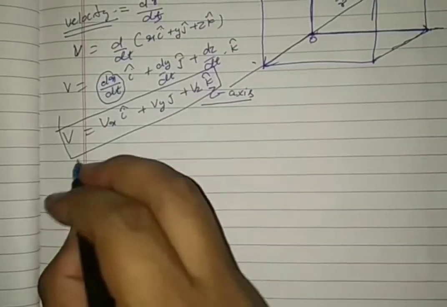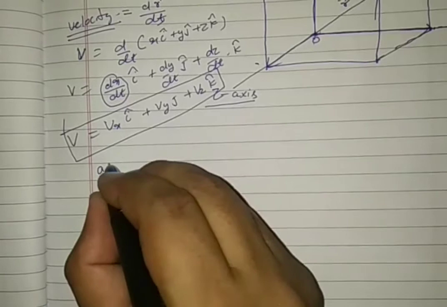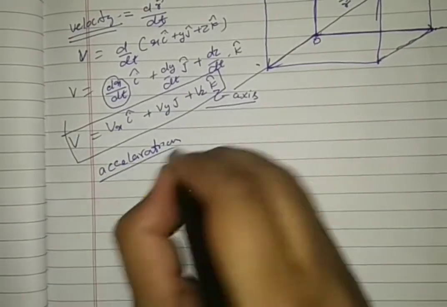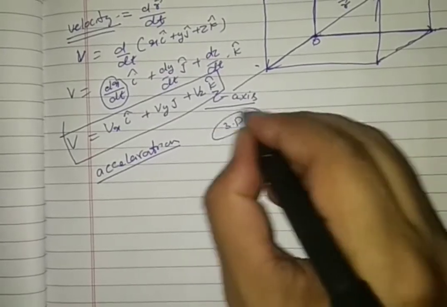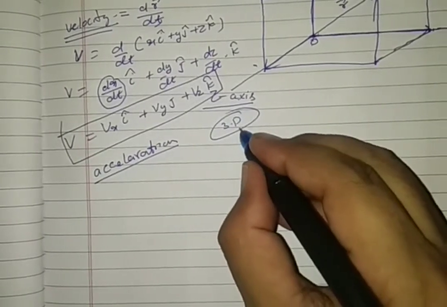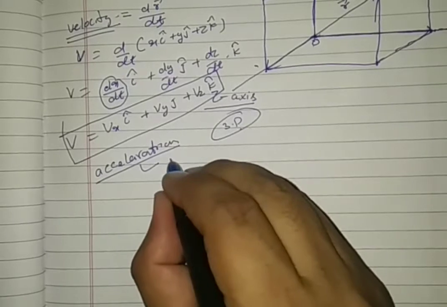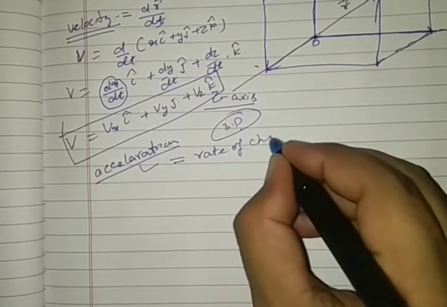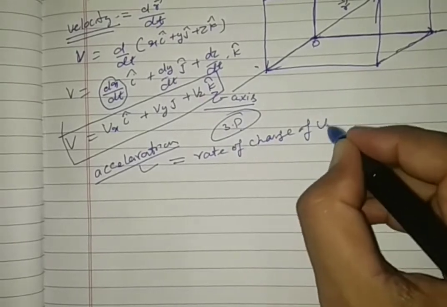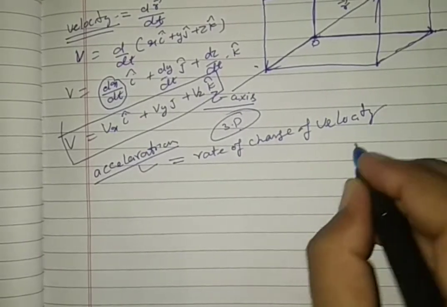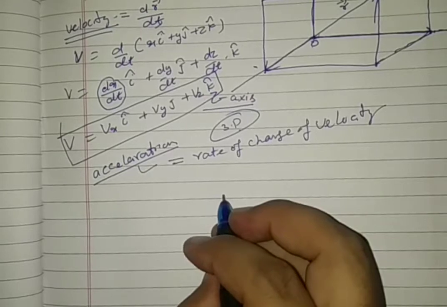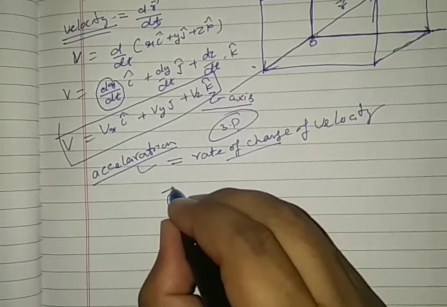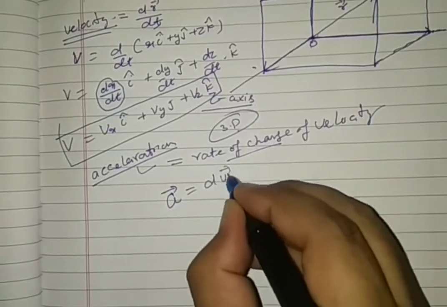Now we want to see the acceleration. Acceleration in 3 dimensions: is acceleration acting or not? So we know acceleration is equal to the rate of change of velocity. Rate in mechanics means divided by time. So if acceleration is represented by a, it is the velocity vector by time.